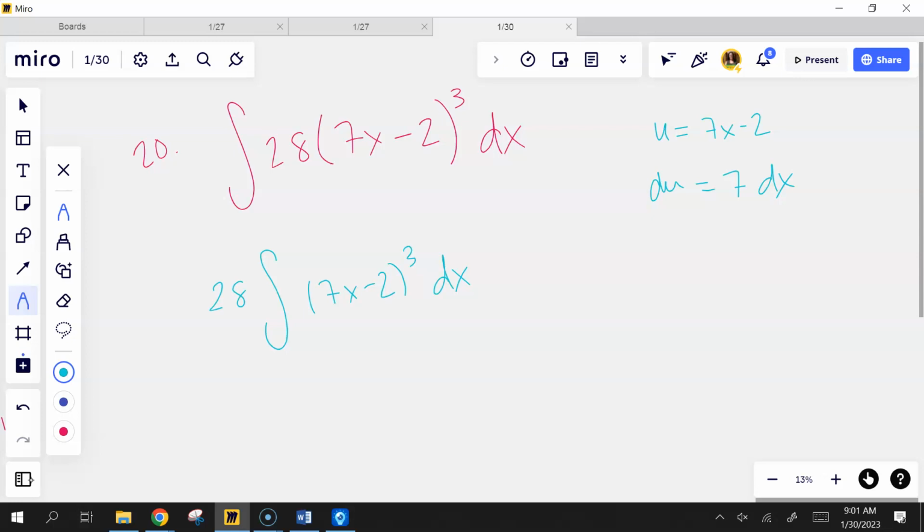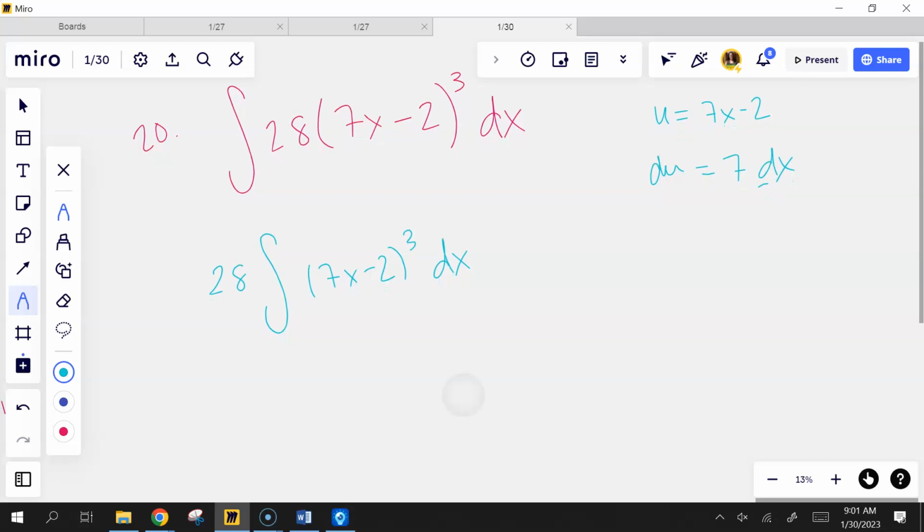Now, if you don't do it this way, some people solve this for dx. I think that's what y'all were doing before, and then you plug in. It doesn't matter. This is just how I think about it. So, right, that's exactly what you would do. Here, I need this to have a 7, and to counter that, I need to divide by 7. So now I have 4 times the integral of u to the third du.